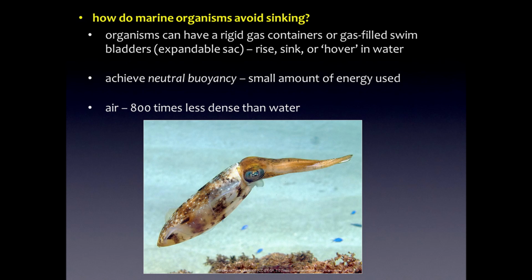So what a lot of fish do is many fish have either a rigid gas container or a gas-filled swim bladder, sort of like an expandable sac, almost think of it as a balloon, that allows them to rise, to sink, or to basically hover in water. What they do is they achieve neutral buoyancy, and when they achieve neutral buoyancy, they're expending very small amounts of energy to sit there and hover within the water. One of the things we have to remember is that air is 800 times less dense than water. So if these fish can get some air, oxygen within their bodies, that's going to allow them to basically sit or float within the water column. We'll look at some of the methods by which they do this over the next few slides.